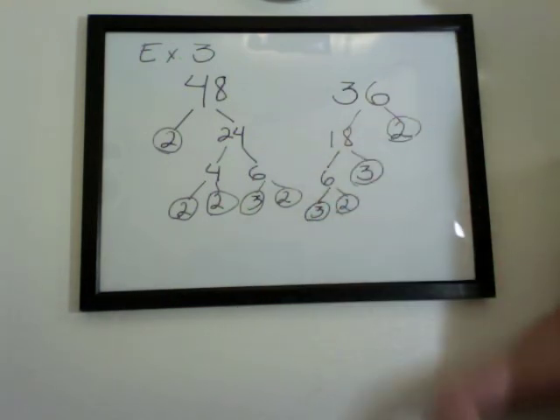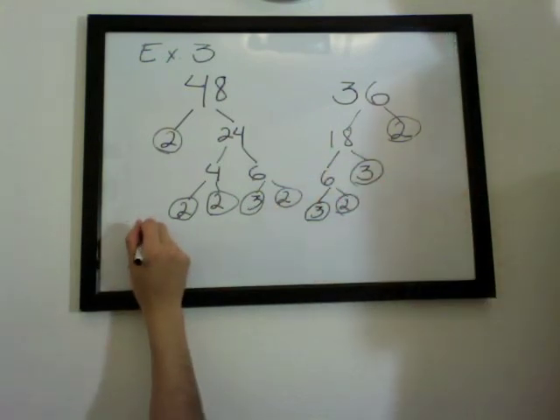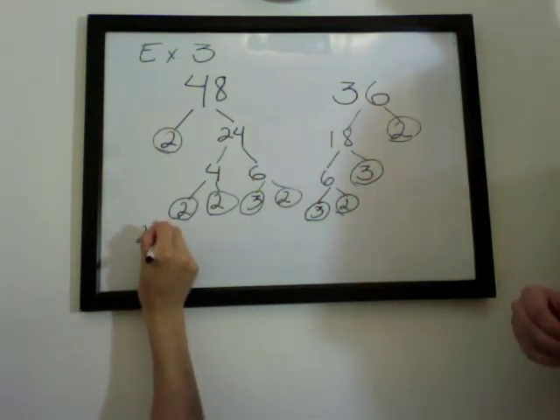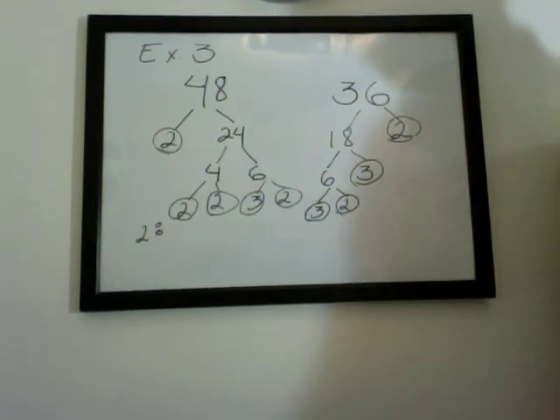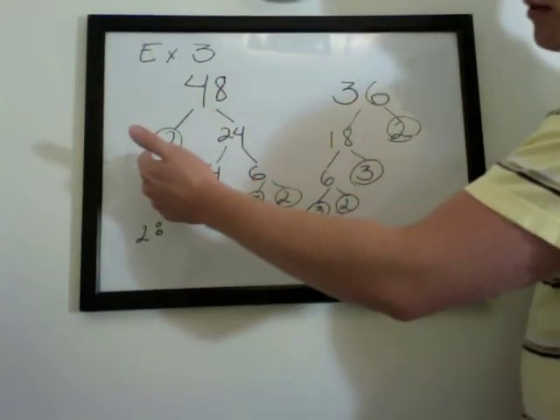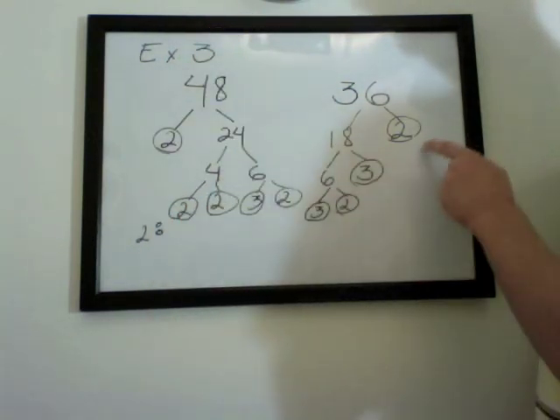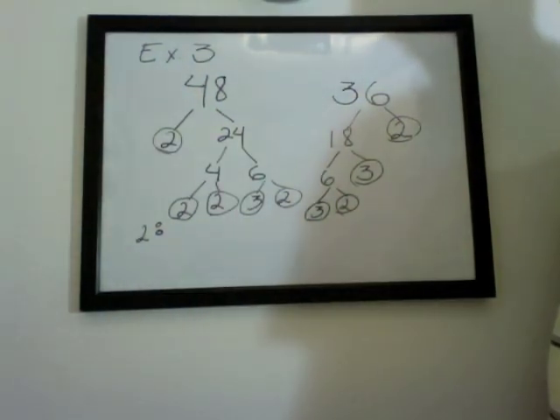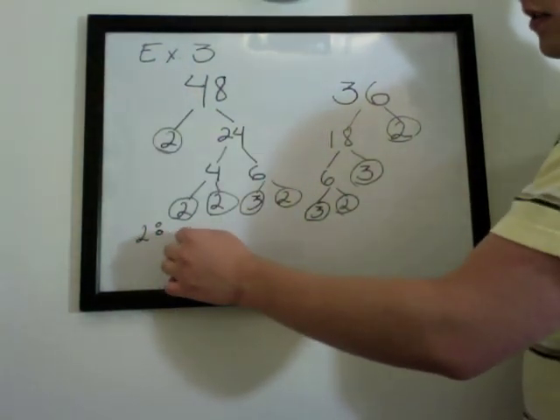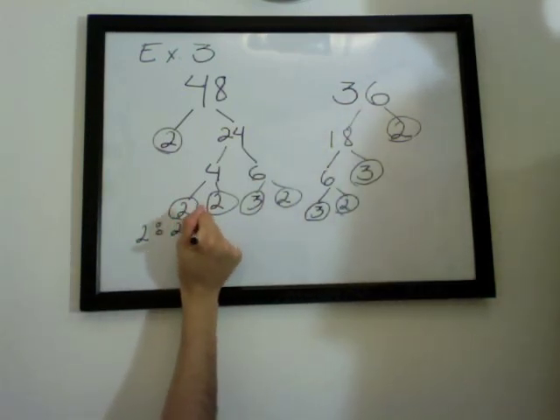Okay, now we're going to look at both trees. Let's start with 2, because that's the lowest prime number that we have. And we're going to look at both trees and see which one has more of that prime. Now, let's count here. 1, 2, 3, 4. 4 in this tree. 1, 2. There's only 2 in here. So this one has the most. 4, 4 2's right there.